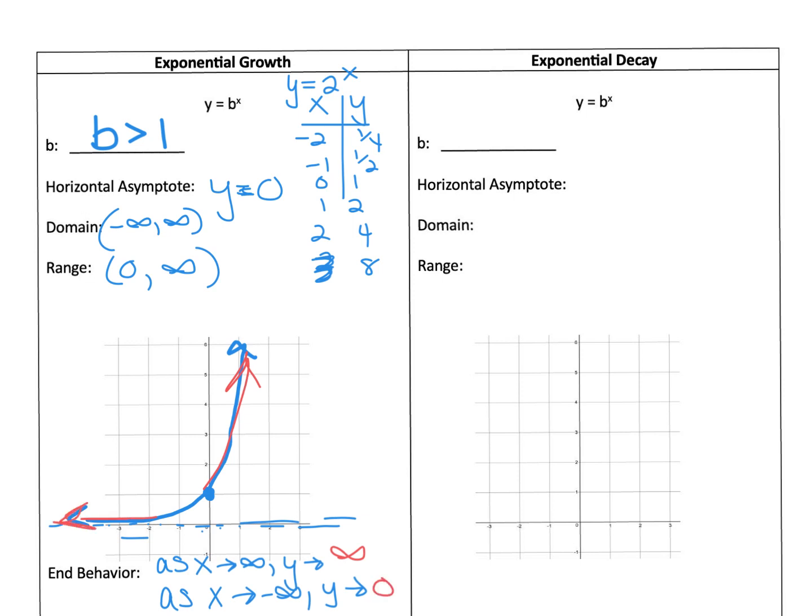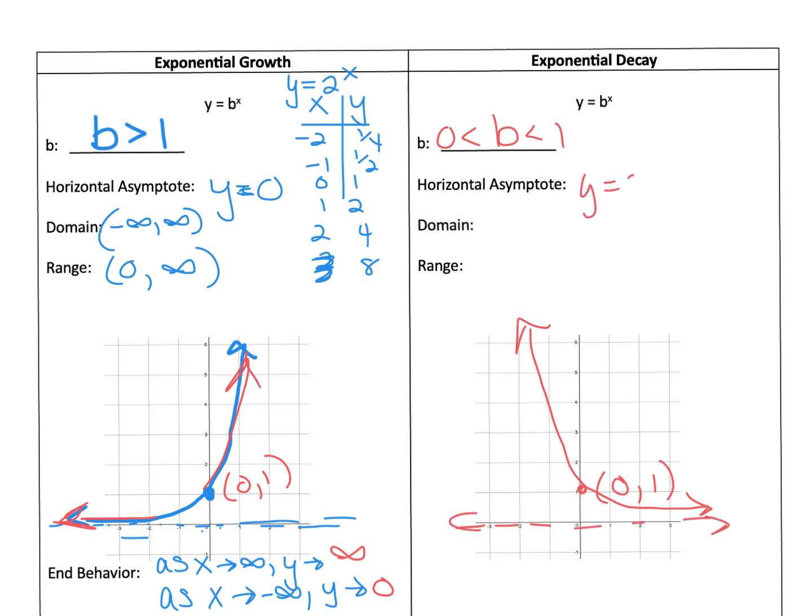Right, so then let's look at exponential decay. This is a scenario where your b value is between 0 and 1, not equaling either. So how this switches is there's still this point at (0, 1), but it's decreasing from left to right. It's drastically decreasing. So this also has this horizontal asymptote at y equals 0. It has the same domain, and it actually has the same range.